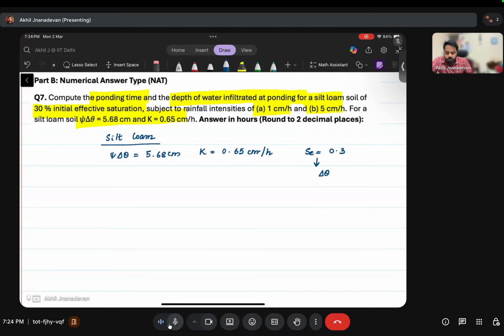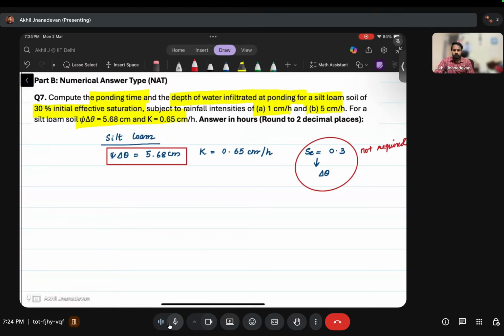If psi delta theta was not given, and instead we were given the psi value, the suction head value, we could have found delta theta using SE, and substituted here and found psi delta theta. But directly in the question we are given psi delta theta, so SC is not required in this question. In all the questions, not all of the data will be required, so it is up to you to find out which data are required and which are not.